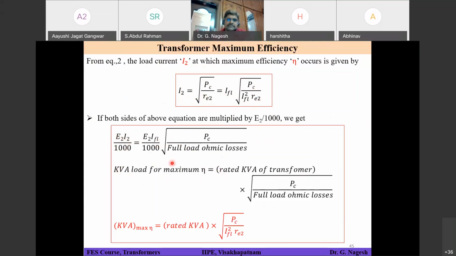So kVA for maximum efficiency is equal to rated kVA, because you have rated voltage E2 and rated current IFL, into root of core losses divided by full load copper loss. So kVA corresponding to maximum efficiency is equal to rated kVA into some fraction n, where n is nothing but root of PC divided by full load copper losses. That means this expression and this expression are the same. The only thing is, this is the current corresponding to maximum efficiency and this is the kVA corresponding to maximum efficiency. Got it?